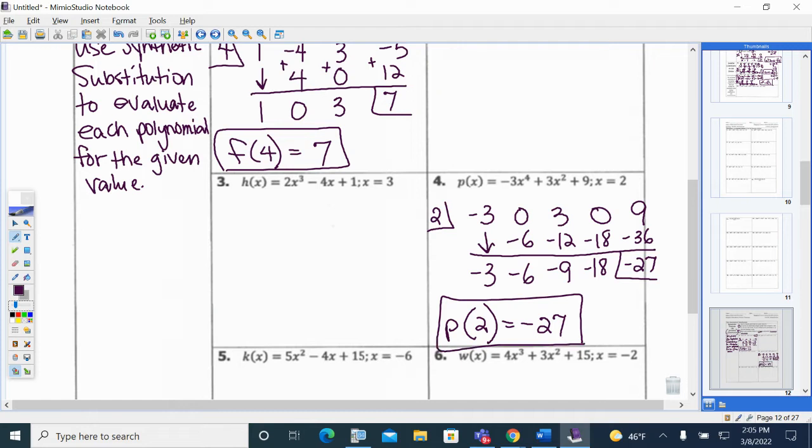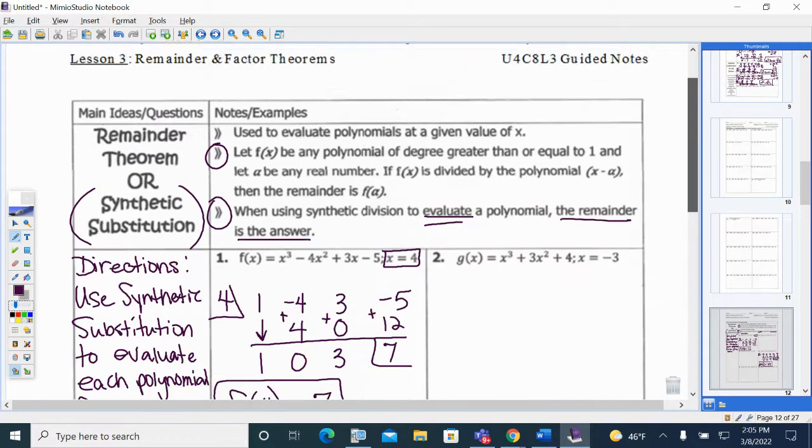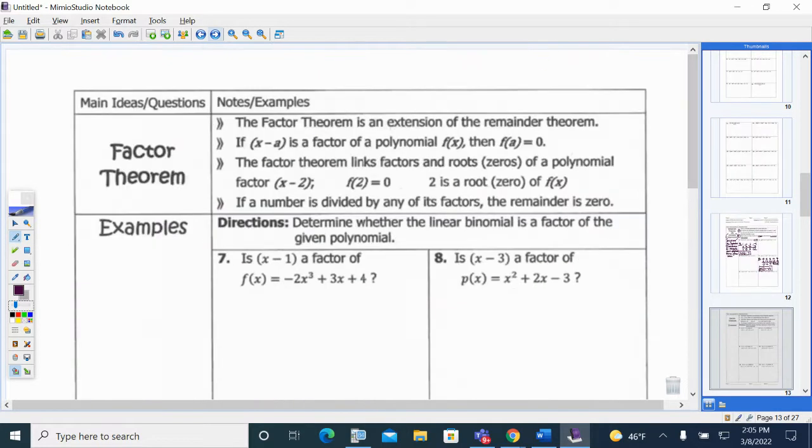So that is your synthetic substitution or your remainder theorem. So the next one I want to look at is your factor theorem. The factor theorem is an extension of the remainder theorem. If x minus a is a factor of the polynomial f of x, then f of a is equal to 0. So the remainder here has to be a 0.